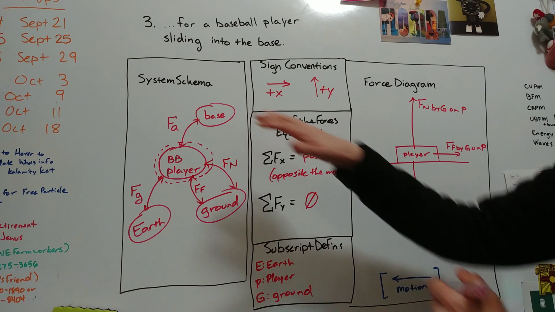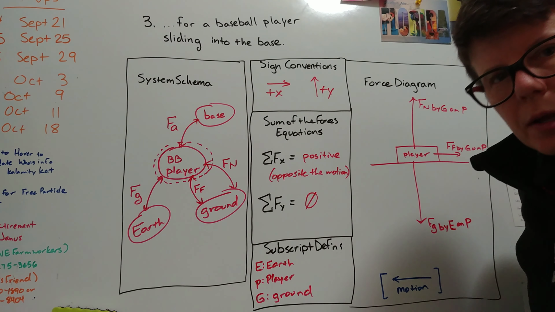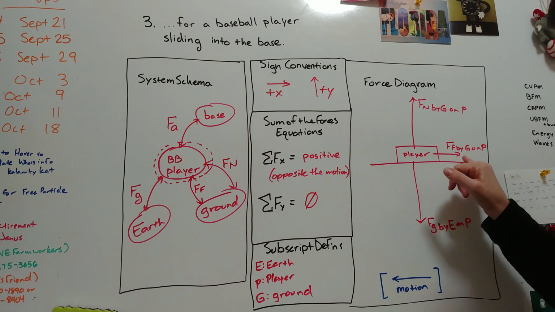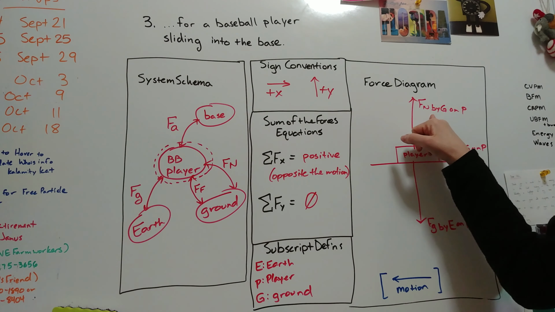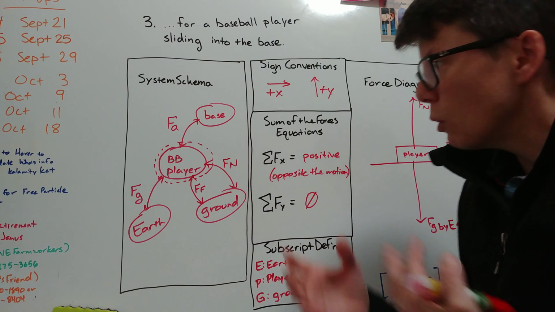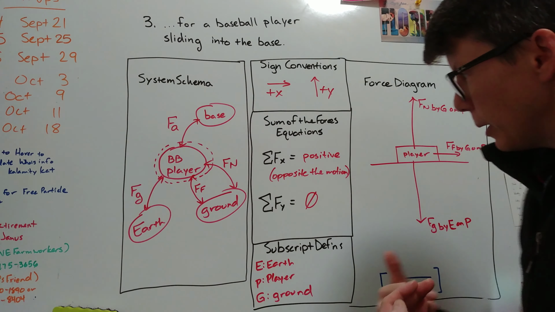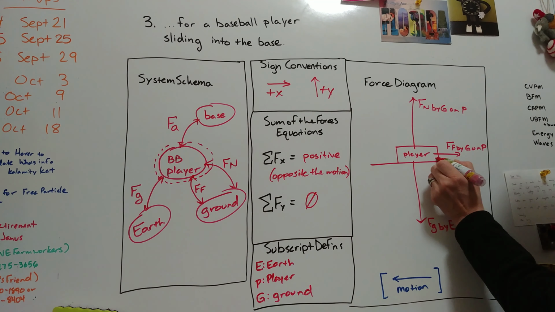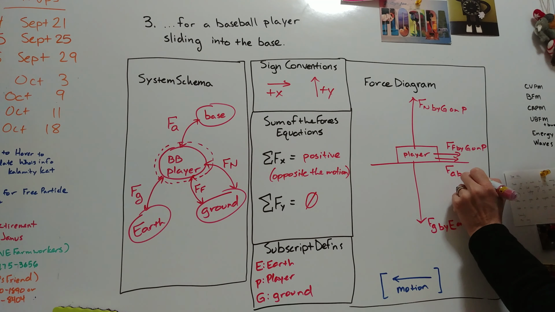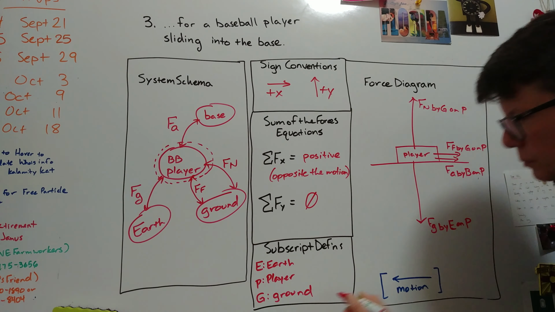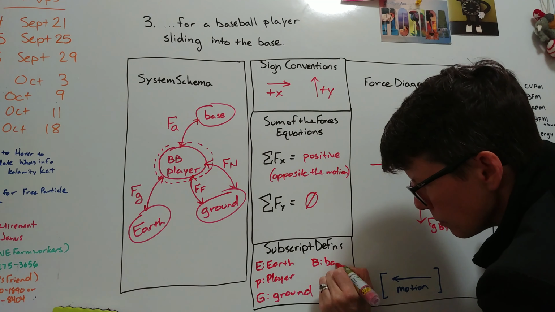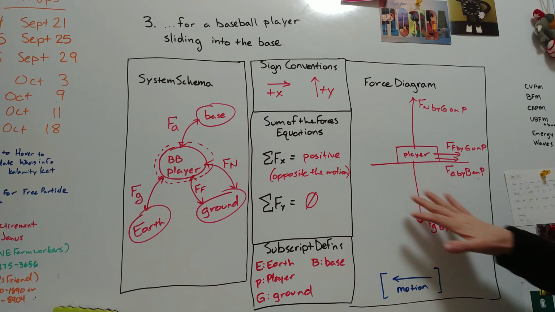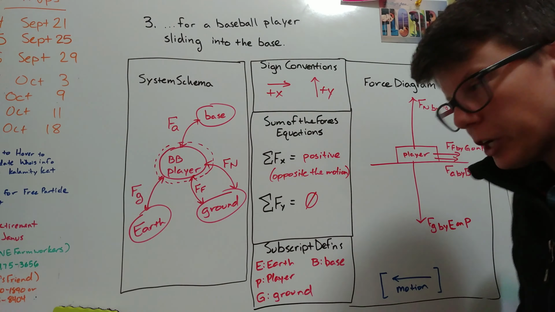Now, if I consult my system schema and my force diagram, I need to make sure I've accounted for all the forces. FG, FG, FF, FF, N, FN. Okay, I haven't yet put down the applied force between the base and the player. So when the player's coming into the base, the base is pushing back on the player. All four interactions here are now shown, and it's now very clear.